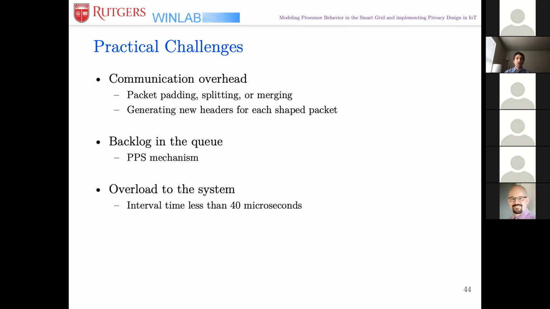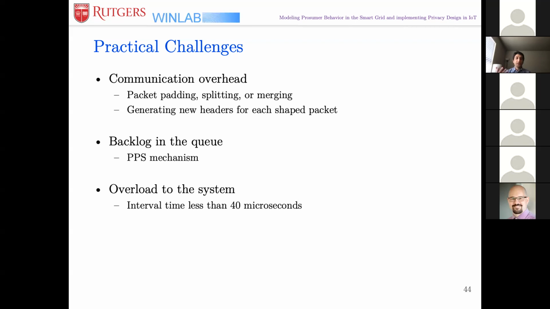Let me describe some of the most critical practical challenges in the implementations. The shaping mechanism may result in packet padding with dummy bytes, breaking down or splitting packets, or even merging some packets together. Hence, we had to deploy another mechanism right after the shaper to generate new headers, including Ethernet, IP, and TCP headers for each output shaped packet to make new valid packets for transmission purposes. This obviously imposes additional overhead to the system.